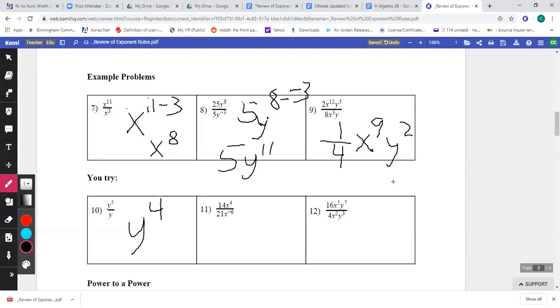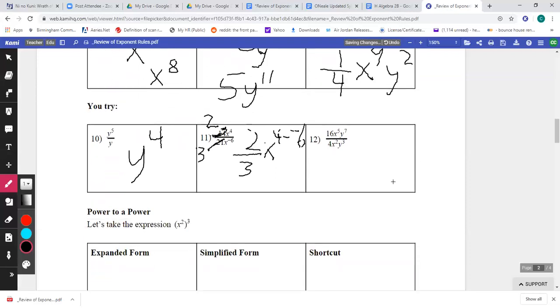Number 11, 14 over 21 is a fraction again, but with a common factor. I could simplify by 7, right? So 7 goes into 14 twice, and 7 goes into 21 3 times. So this is 2 over 3. And then this is x to the 4 minus negative 6. But remember, if you have a double negative, it becomes plus. So my final answer here is 2/3 x to the 10th.